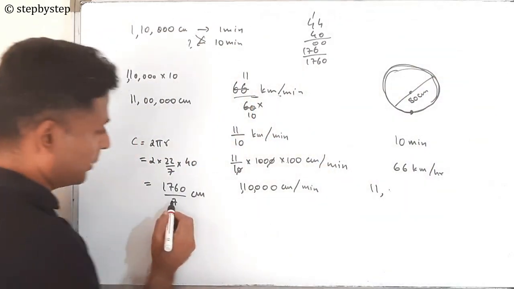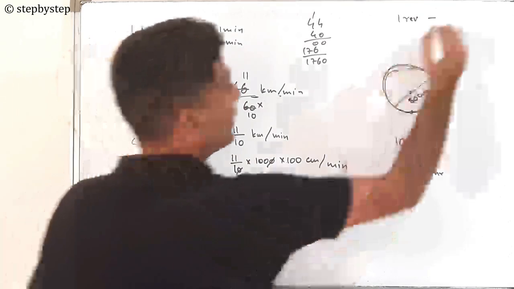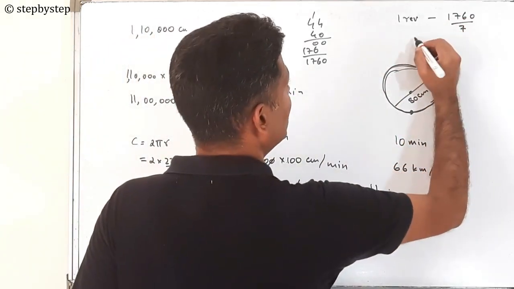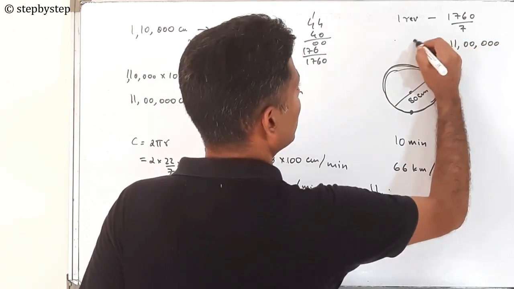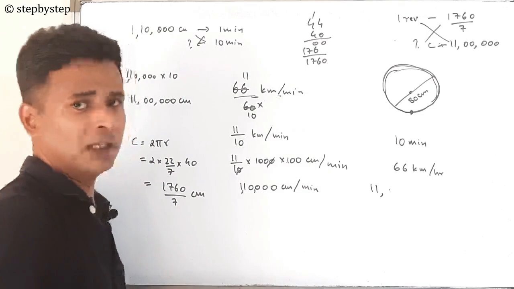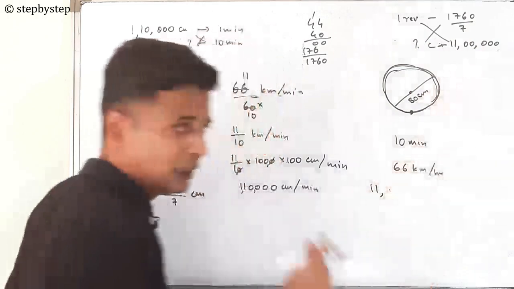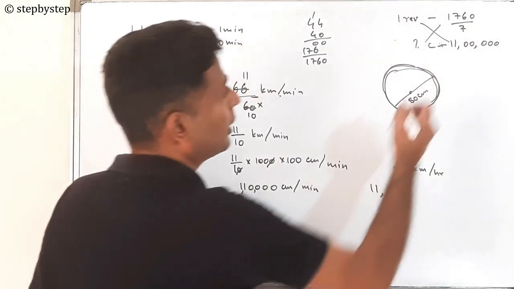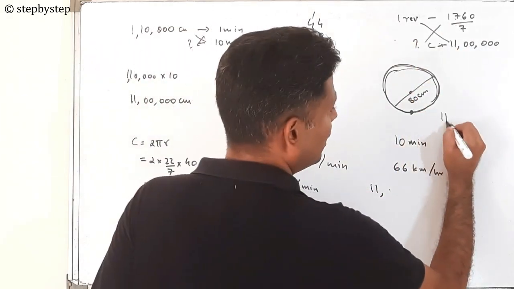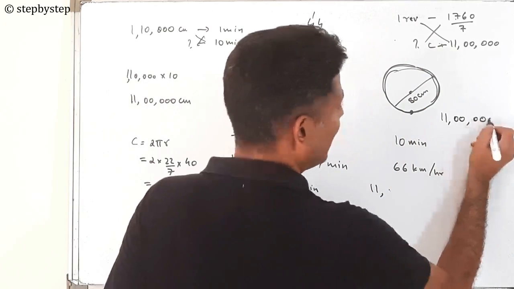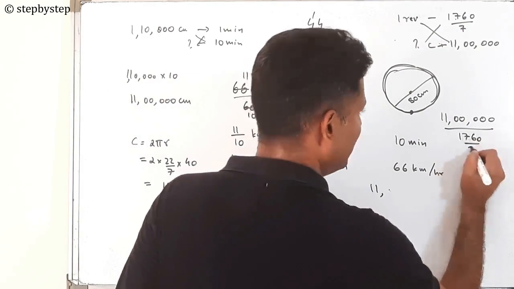Okay, I'll show you the cross multiplication method. In one revolution it travels 1760 by 7. So for 11 lakh, how many revolutions? Guys, I hope you know the method of cross multiplication. Always put revolution below revolution, meters below meters, the same units below each other. Now in one place you'll get two things, in the other you'll get one thing. Wherever two things are there, that will be your numerator. So 11 lakh into 1 is 11 lakh, divided by 1760 by 7.